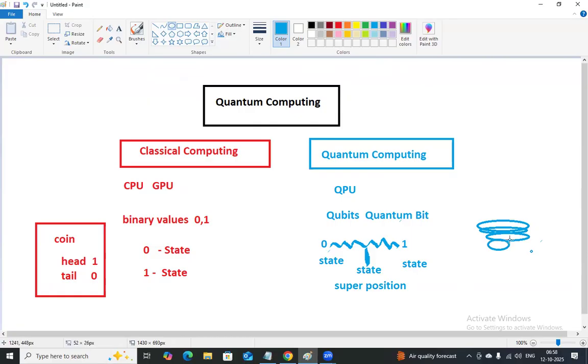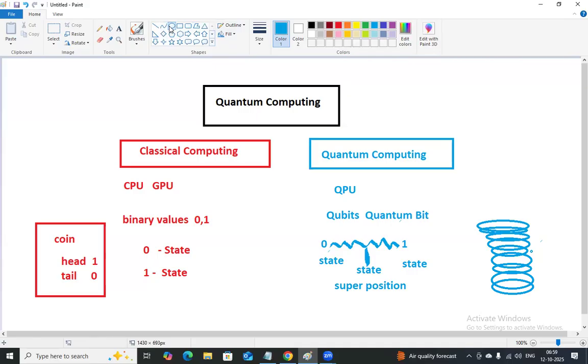When you throw the coin in the air, the coin is flipping, right? In the flipping also, you will have one state. This flipping state is available. That flipping state is superposition.